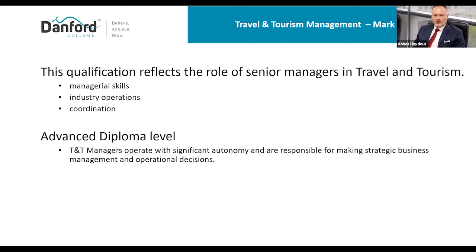Okay, so we have, as we said, the managerial skills in specialised areas. We have the industry operations, the way that industry works in Australia in the context of their specialised area. And we also have the coordination of those different roles in their course. At advanced diploma level, travel and tourism managers operate with a fair degree of freedom or autonomy in decision making. It also means that as senior managers, they need to be very much on top of and competent in each one of these types of areas. And that's where they develop the skills in this.